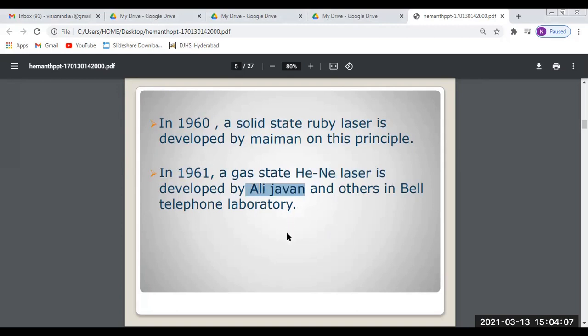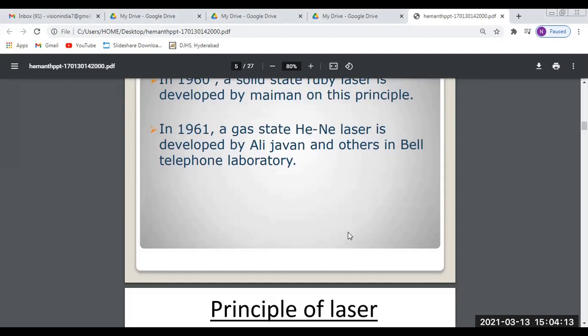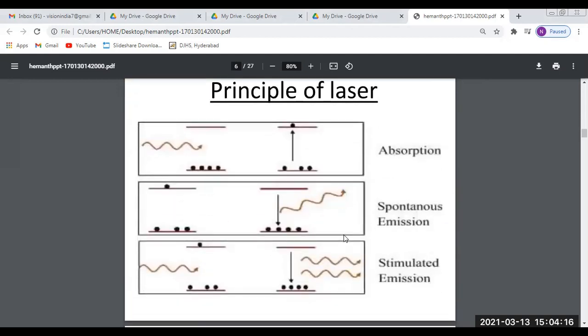These are the two important types of laser that we are going to discuss in today's class, and also we'll deal with the semiconductor laser. So with this, we'll go to the principle of laser. What is the meaning of absorption and emission? And there are two types of emission, spontaneous and stimulated emission. Whenever light is interacting with matter, two processes may take place, either absorption or emission. Let us first discuss absorption.